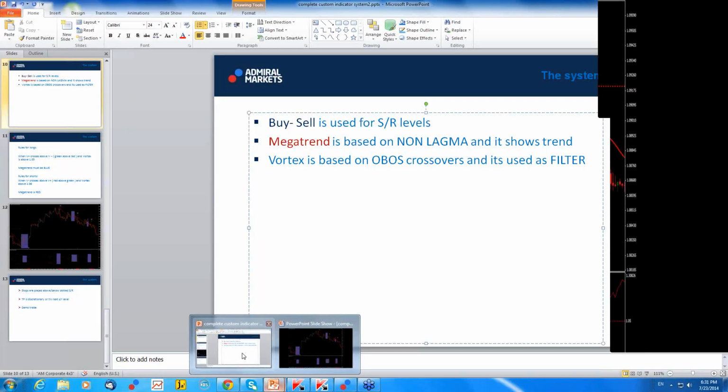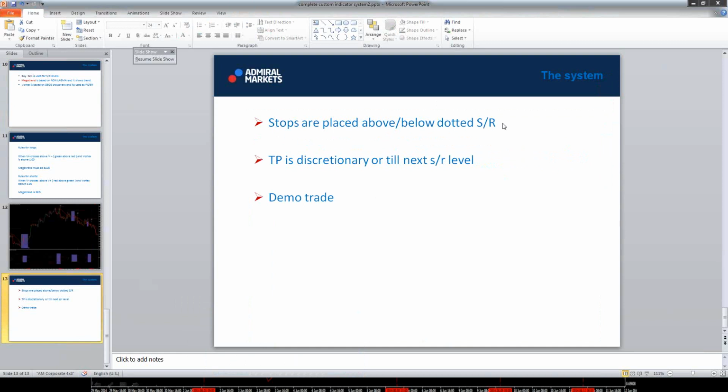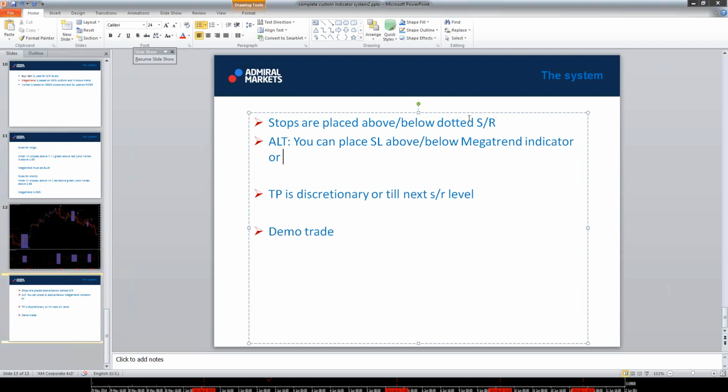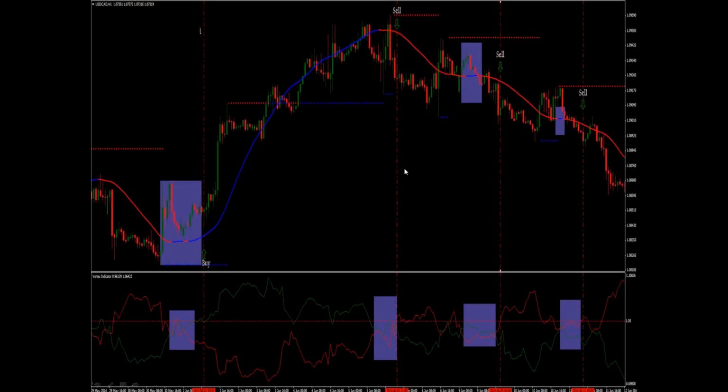So actually, I made some changes to the original rules. I will place the other alternative. You can place the stop loss above or below the Megatrend indicator, or above or below the last swing low or high. Okay, so this is the rule which I also changed.